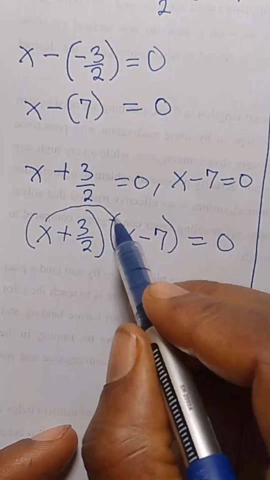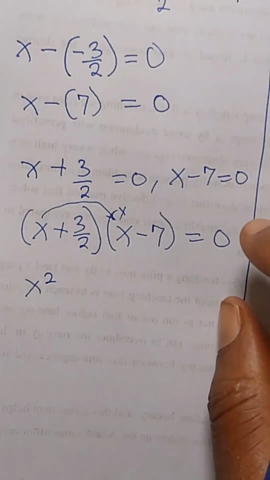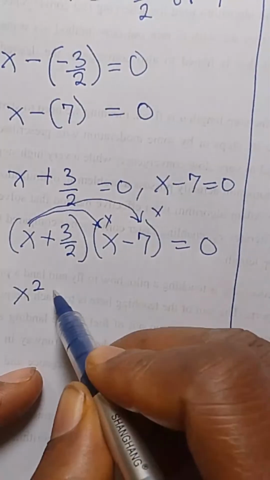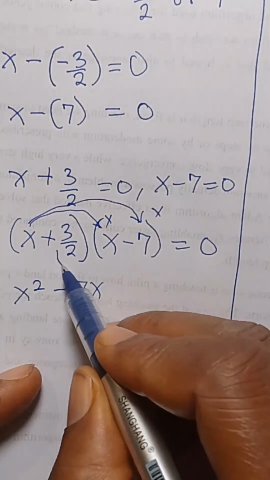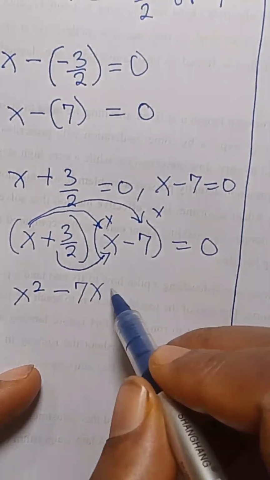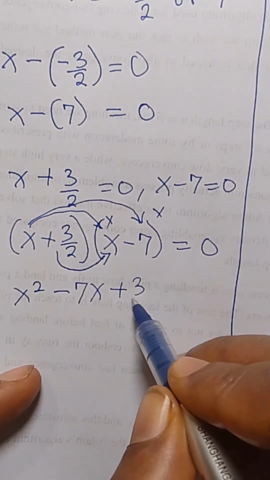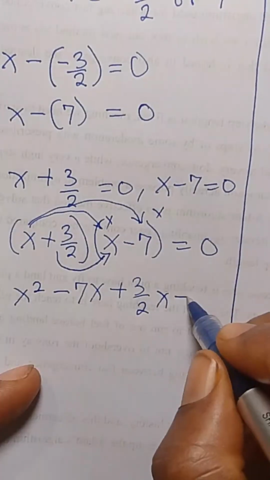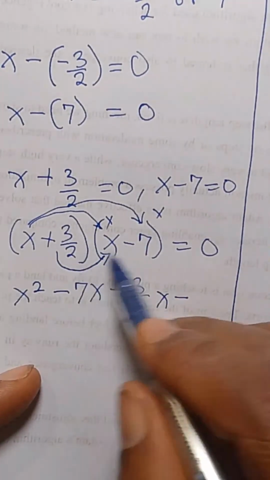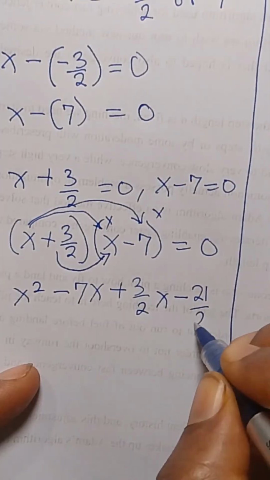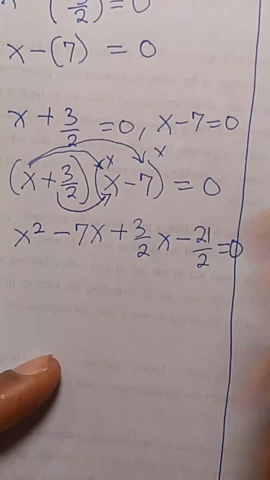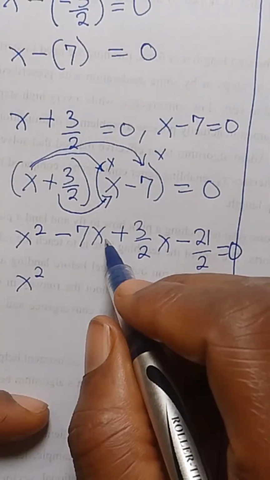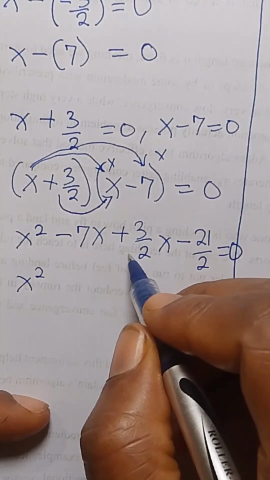We do x times x, which will give us x squared. We will now do x times minus 7, which will give us minus 7x. We are going to do 3 over 2 times x, which will give us plus 3 over 2x. Minus times plus will give us minus 3 over 2 times 7, which will give us 21 all over 2, and the remainder is equal to 0. So we are going to solve. We have x squared minus 7 plus 3 over 2.